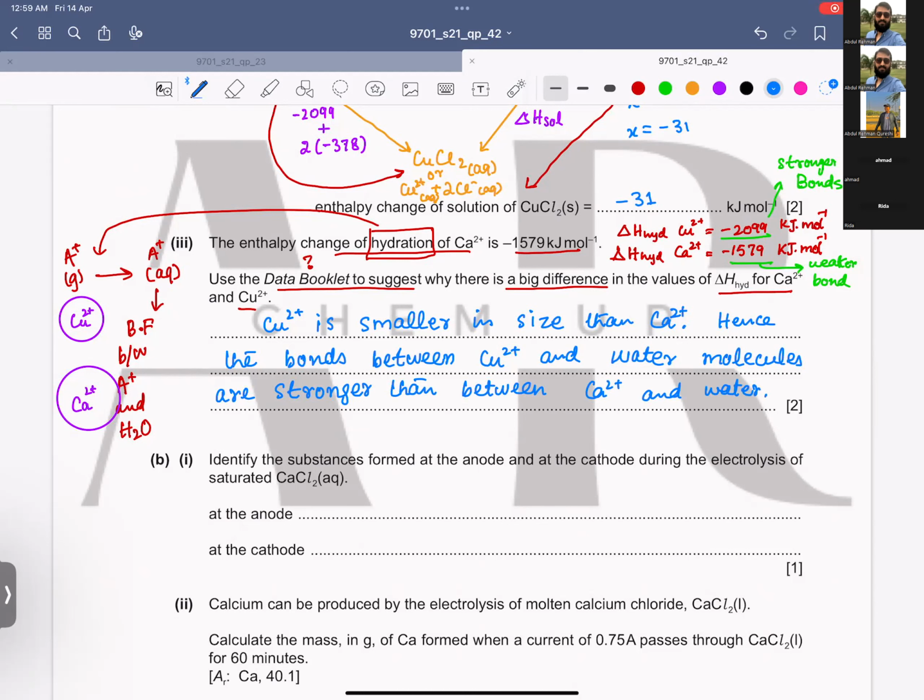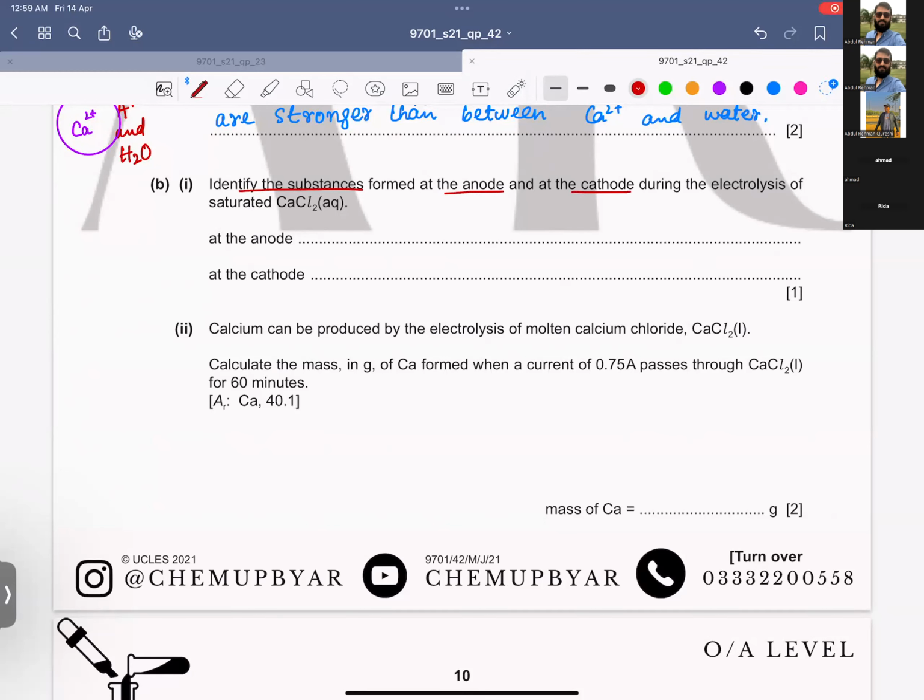4B1, identify the substances formed at the anode and at the cathode during the electrolysis of calcium chloride aqueous. So if it's aqueous, it means there is a calcium ion, a hydrogen ion, chloride ion, and hydroxide ion, right? So it's a saturated solution, which means the concentration of chloride ion is greater. So chloride ion goes to the anode, and as hydrogen is lower in the reactivity series, instead of calcium, hydrogen would go to the cathode. So we have to just identify the substance.